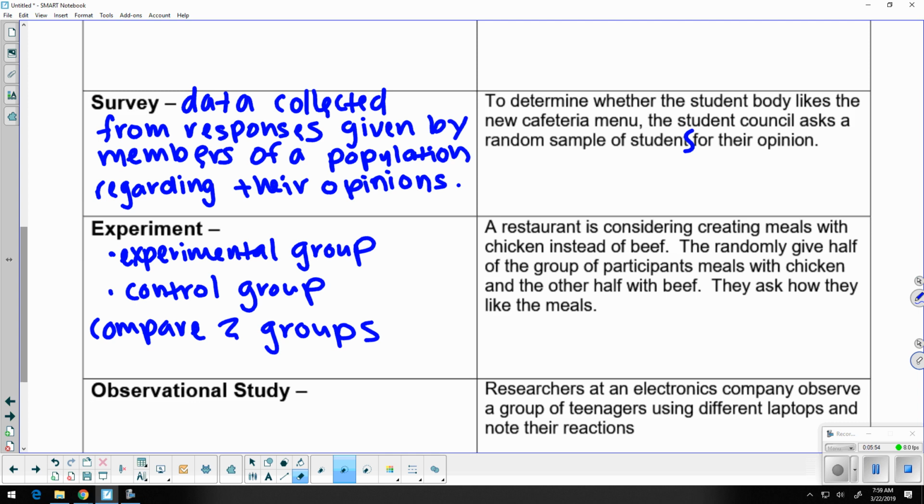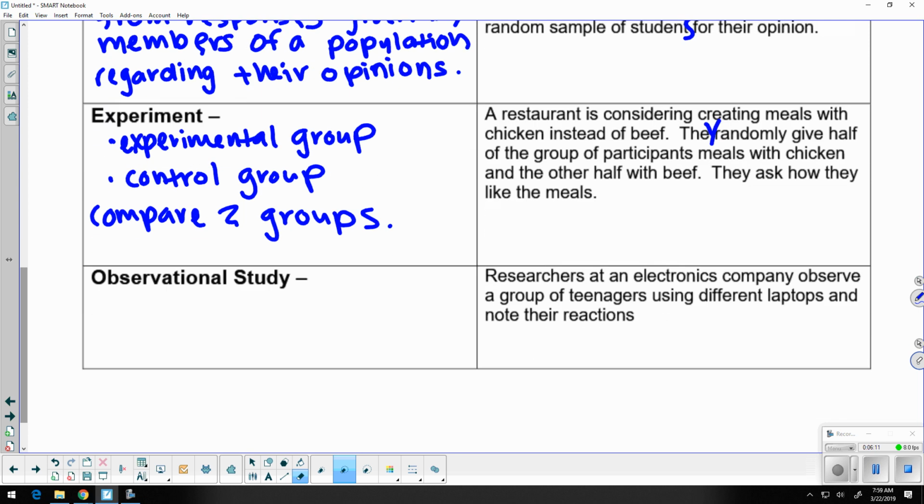So here's an example of an experiment. It says a restaurant's considering creating meals with chicken instead of beef. They randomly give half of the group of participants meals with chicken, the other half with beef. They ask how they like the meals. Okay, so that would be an example of an experiment.